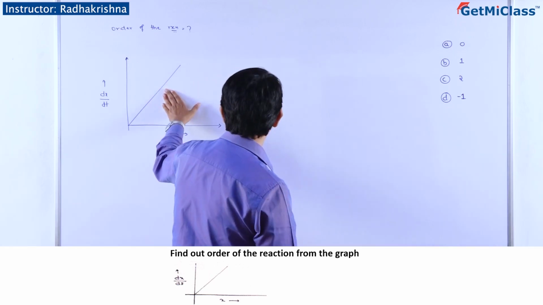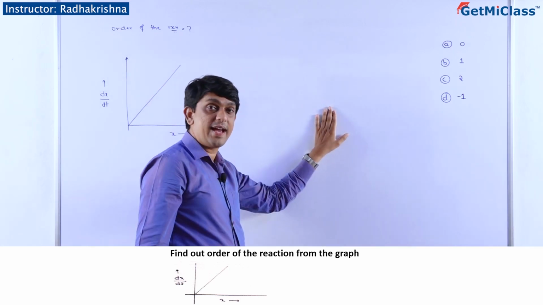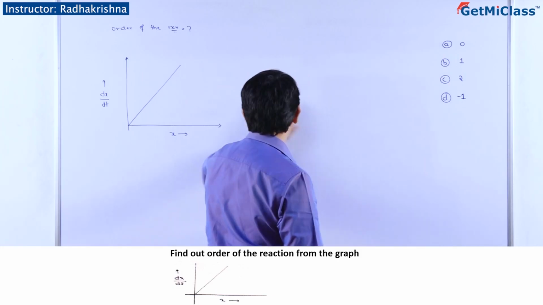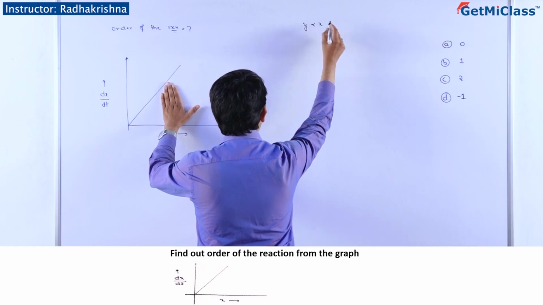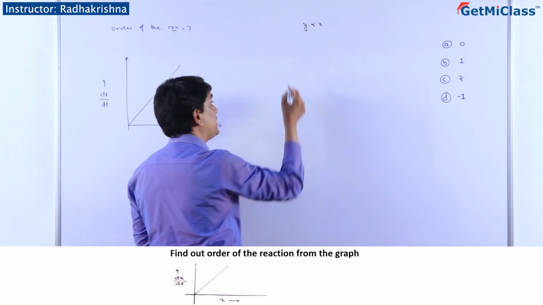Students, by looking at the graph, you should tell what's the order of reaction, and let me tell you that this is a linear graph. Linear graph is y is proportional to x graph. Let's recheck this.